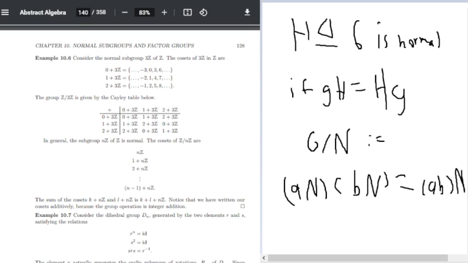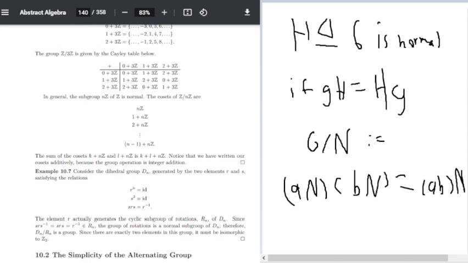In general, the subgroup nZ of Z is normal. The cosets of Z over nZ are nZ, 1 plus nZ, 2 plus nZ, all the way to n minus 1 plus nZ. The sum of the cosets k plus nZ and l plus nZ is k plus l plus nZ. Notice that we have written our cosets additively, because the group operation is integer addition. And this, if the book doesn't elaborate on it yet, I think if you've seen all the previous chapters, you already know what this example is leading up to.